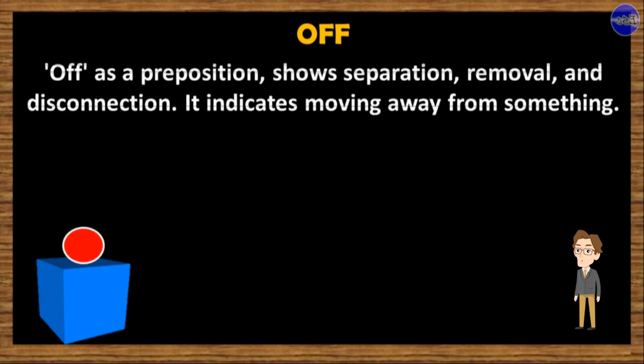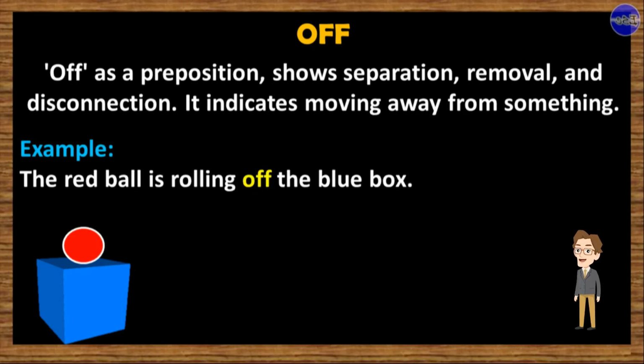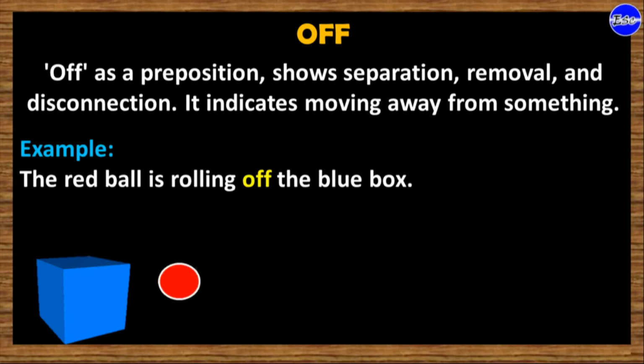Off. Off, as a preposition, shows separation, removal, and disconnection. It indicates moving away from something. Example: the red ball is rolling off the blue box.